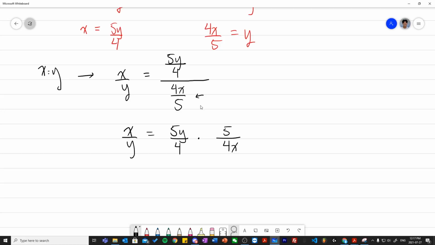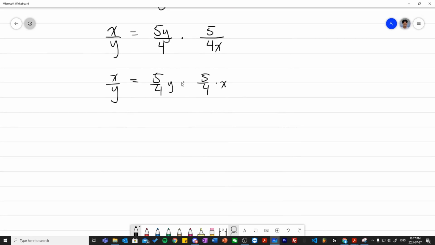All right. So x over y equals 5y over 4 times 5 over 4x. So what can we deduce from this, right? You see, this is kind of similar to 5 over 4y, right? This is the exact same as this, right? And because it's all multiplication, we could just multiply the coefficients together, giving us.